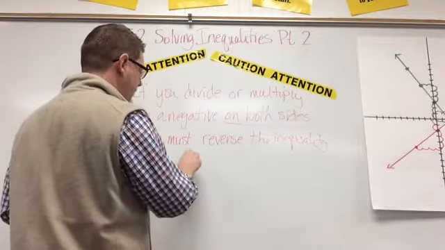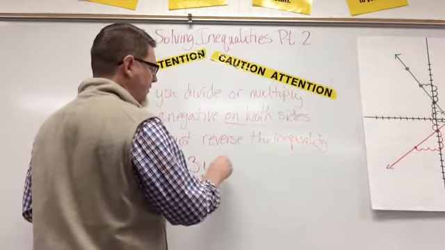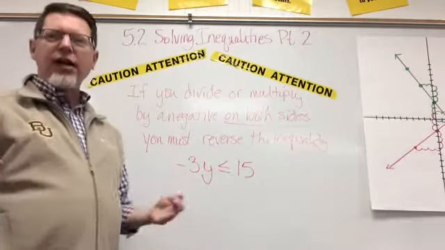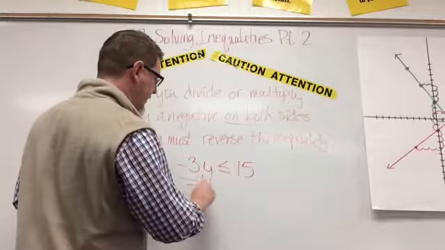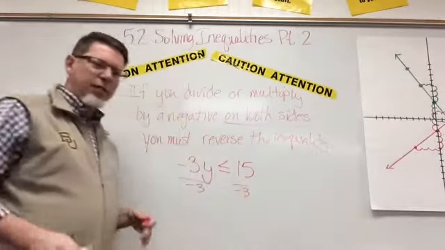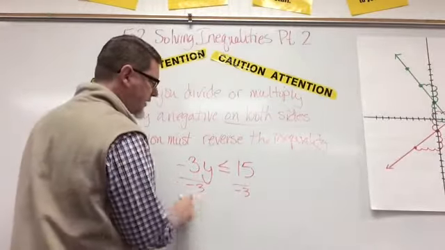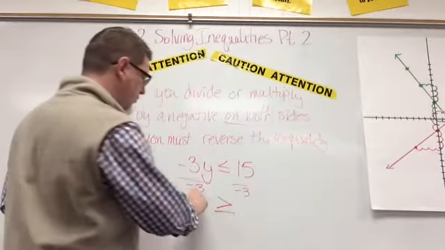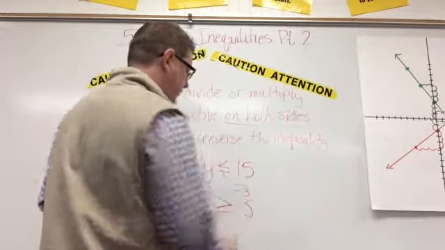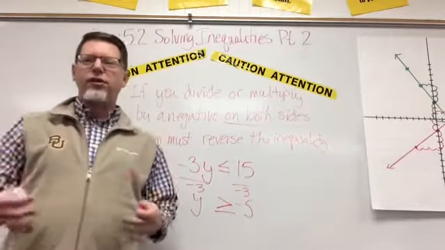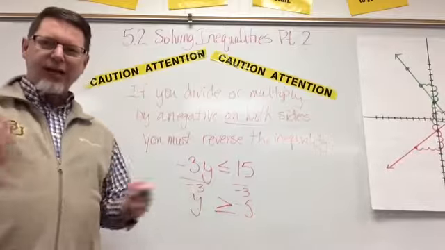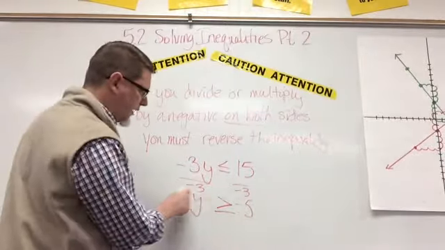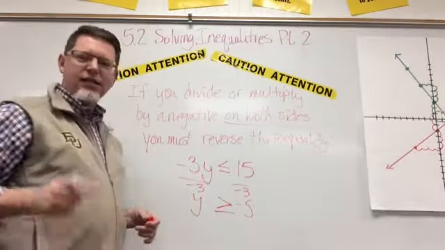What do I mean? If I have negative 3y is less than or equal to 15, I know that I have to divide by negative 3 on both sides. And because I'm dividing by negative 3 on both sides, I have to reverse the symbol. So the answer is y is greater than or equal to negative 5. If you don't reverse the symbol, the entire answer is wrong. You've got to reverse that symbol if what I'm dividing by on both sides is negative.